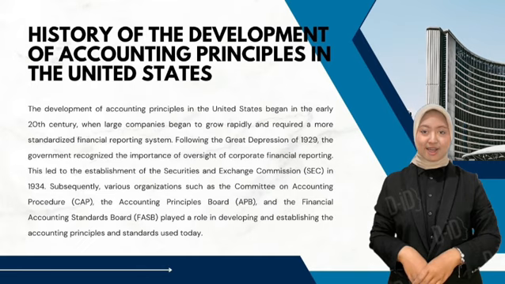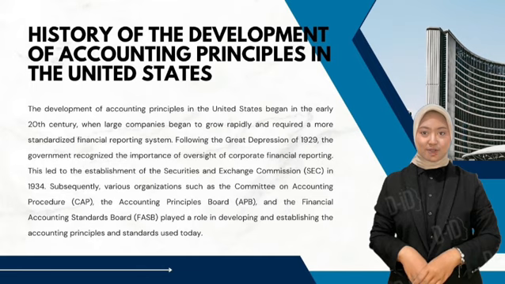Next, on the second slide, we will discuss the history of the development of accounting principles in the United States. The development of accounting principles in the United States did not occur instantly, but through a long process and was influenced by various economic events. In the early 20th century, there was growth of large companies and the development of capital markets. This created the need for a more structured financial reporting system. However, at that time there were no generally accepted accounting standards.